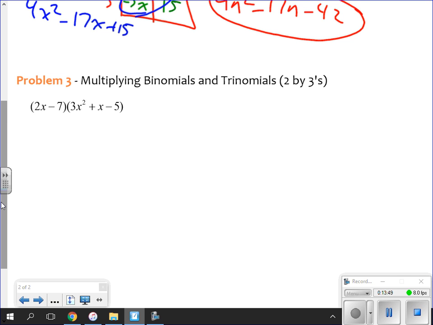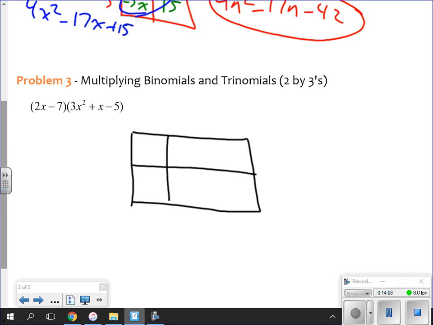And I've done this in classes where I've had great big boxes that take up the whole page. It works really good. How many terms do I have in the first one? How many do I have in the second one? 3. So I'm going to make a box that's 2 by 3. This is really good to keep your work organized. That's what the box does, it keeps your work organized.